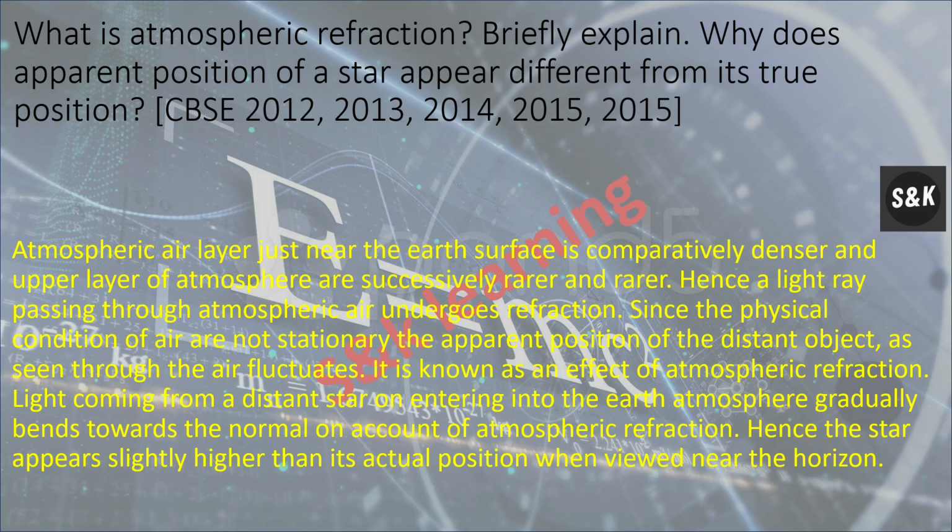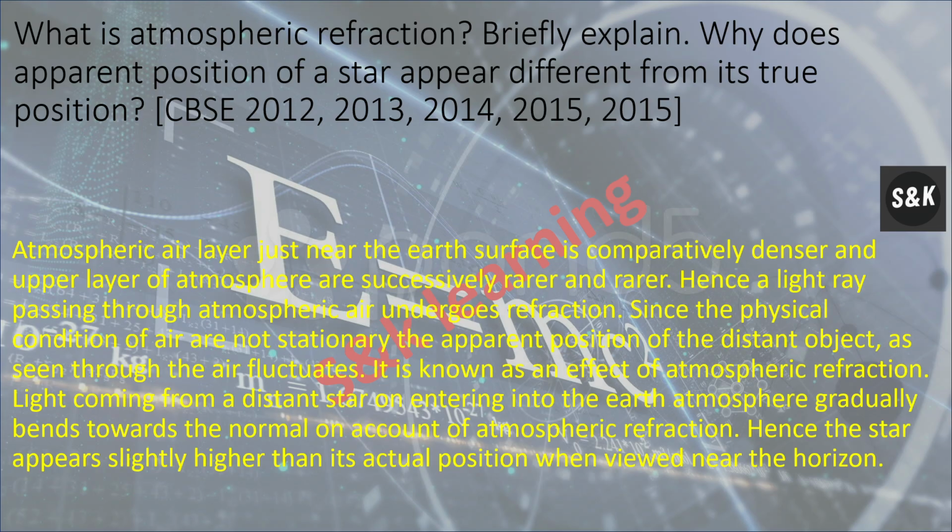What is atmospheric refraction? Briefly explain. The atmospheric air layer just near the Earth's surface is comparatively denser and the upper layers of the atmosphere are successively rarer. Hence, a light ray passing through atmospheric air undergoes refraction since the physical conditions of the air are not stationary. The apparent position of a distant object as seen through the air fluctuates. It is known as the effect of atmospheric refraction.